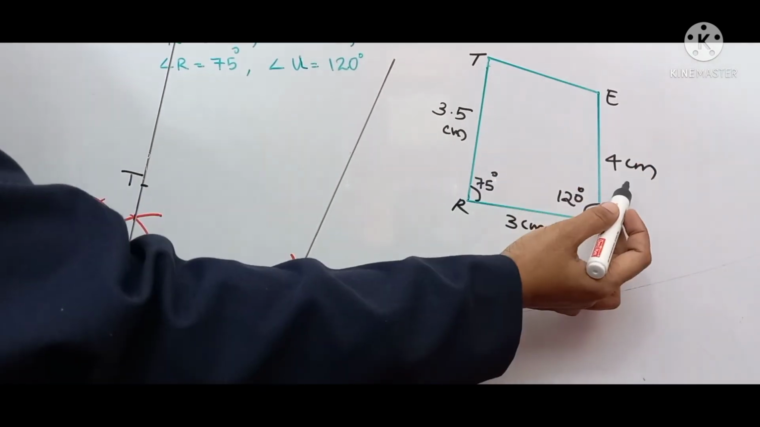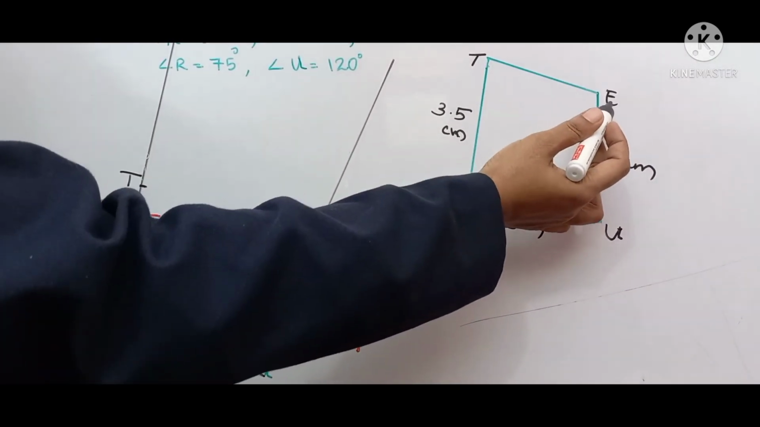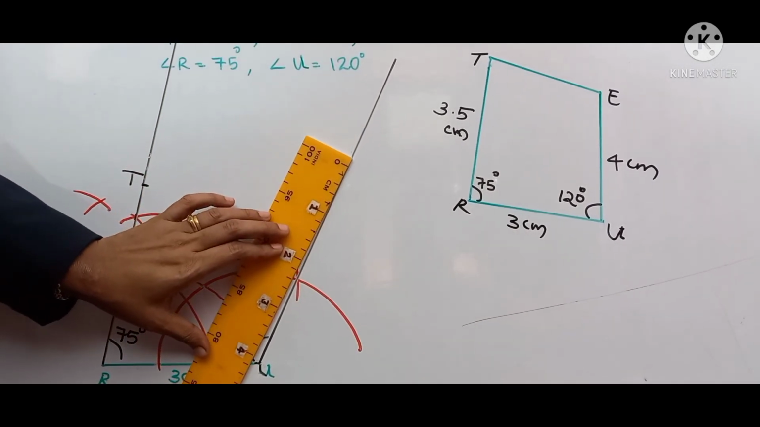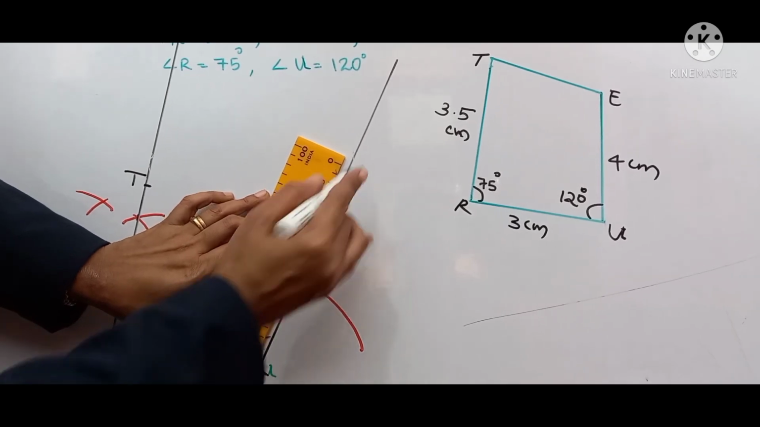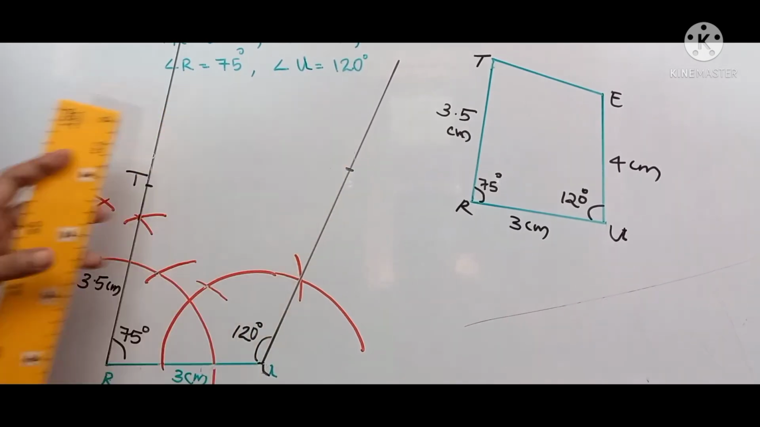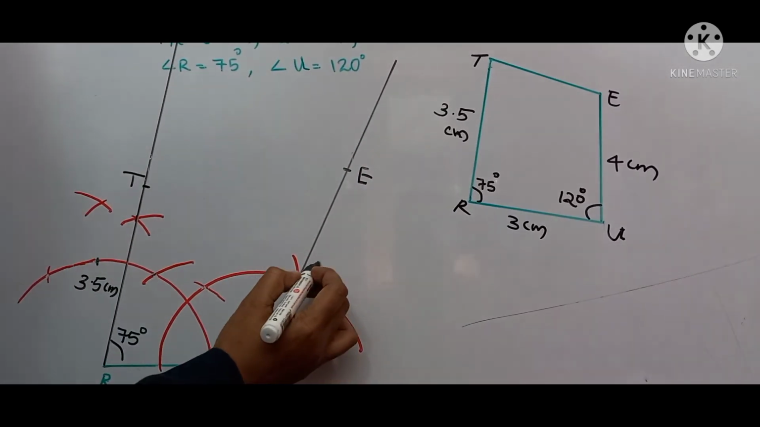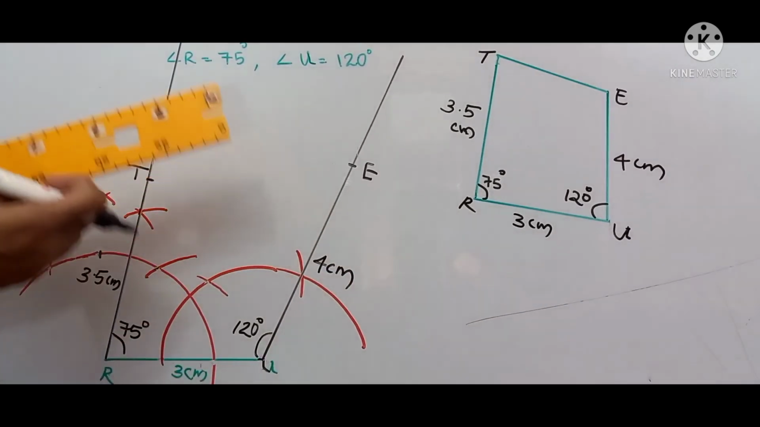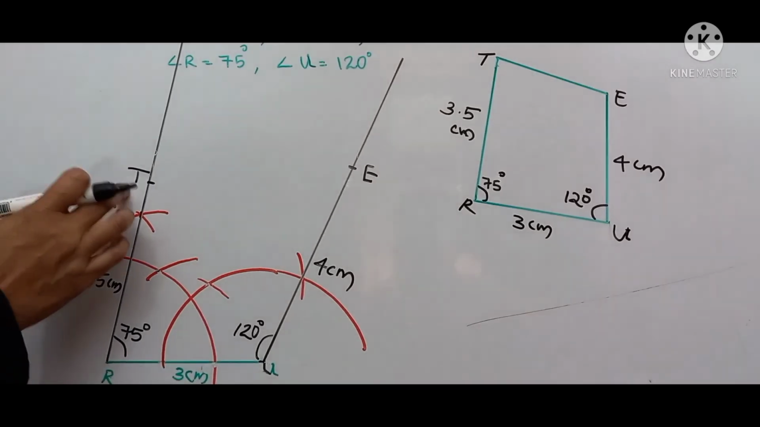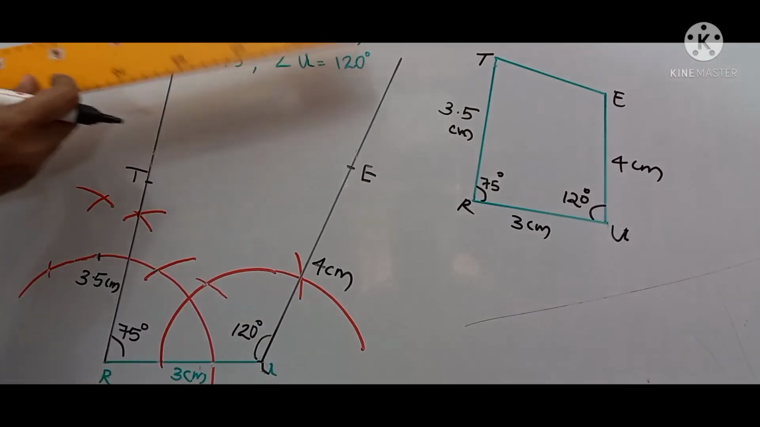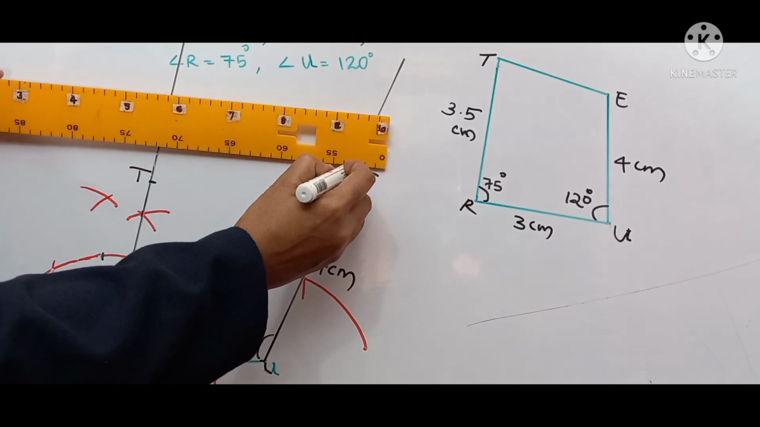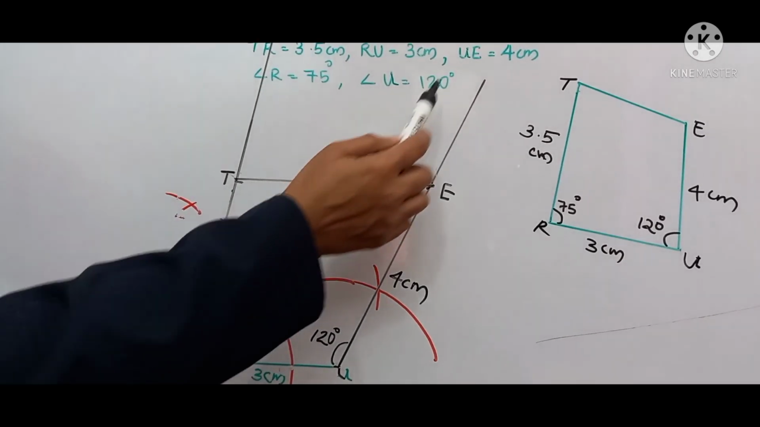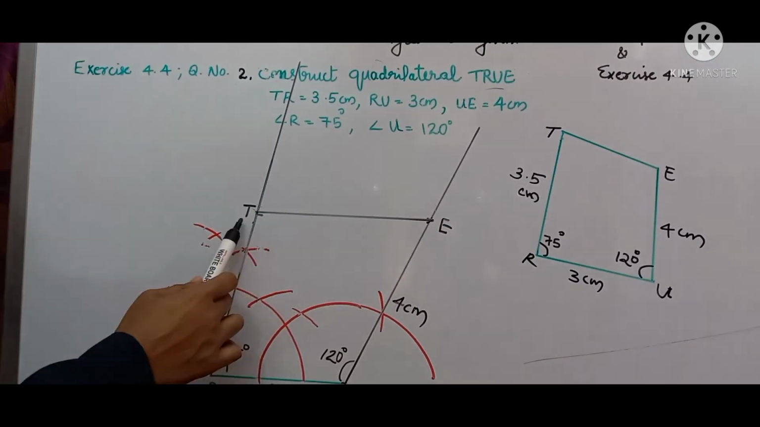Then UE is 4 centimeter. That is the point E is 4 centimeter away from U. So we have to measure 4 centimeter by using a ruler. Place a ruler like this way and find that point E. That is 4 centimeter from that point U. Then next step, we just want to join. We have got that 4 points now, T, R, U, E. Just to join that E and T by using a ruler. Now we have completed our required quadrilateral TRUE, T, R, U, E.